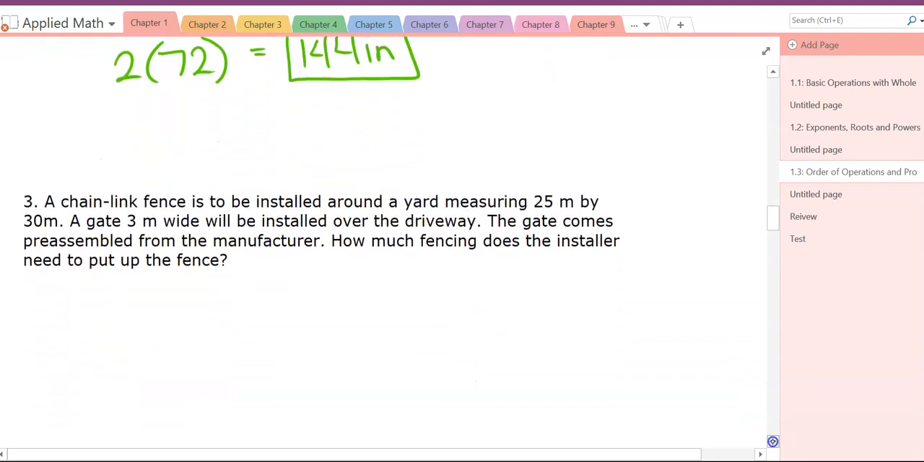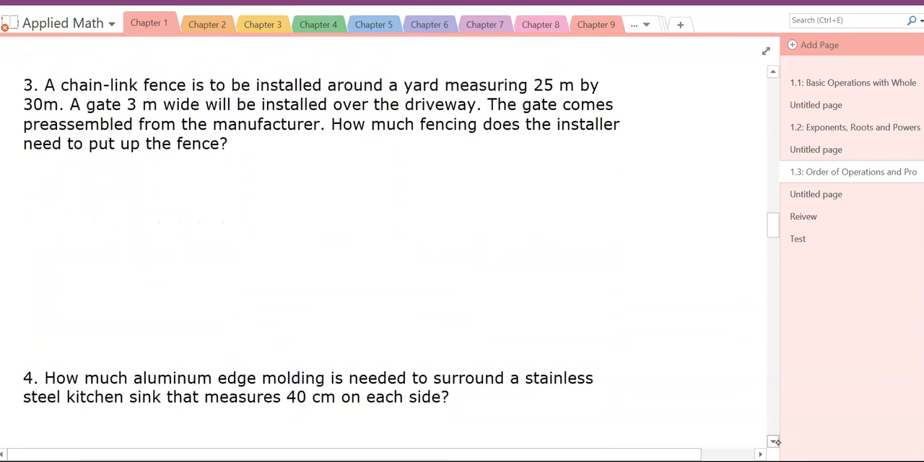Now, if we look at this next one, it says that a chain link fence is to be installed around a yard that measures 25 meters by 30 meters. A gate that is 3 meters wide is going to be installed over the driveway. The gate comes pre-assembled from the manufacturer. So how much fencing does the installer need to put up the fence?